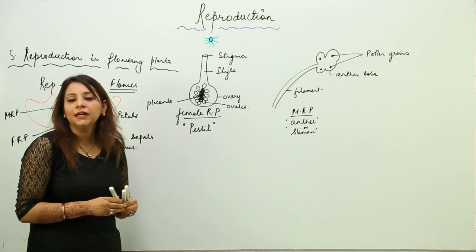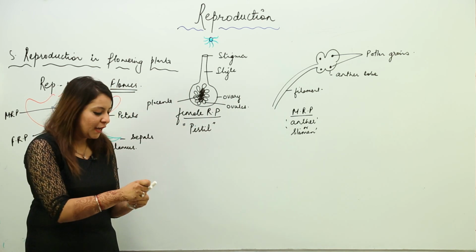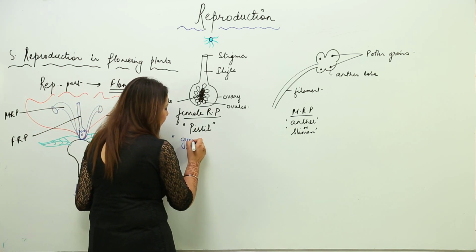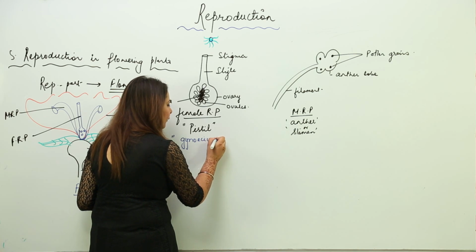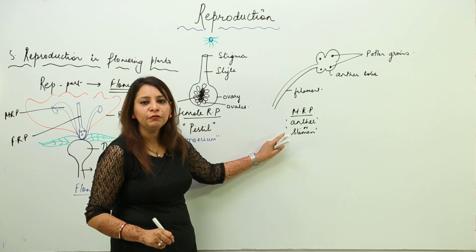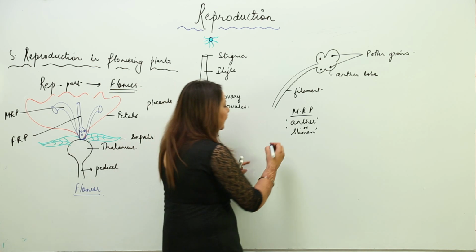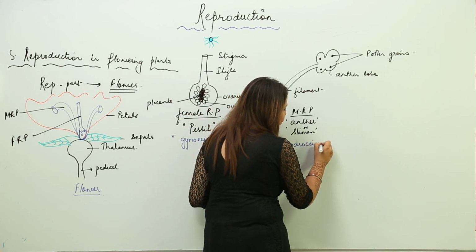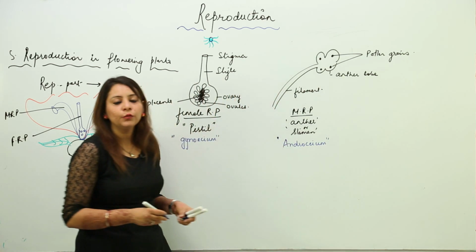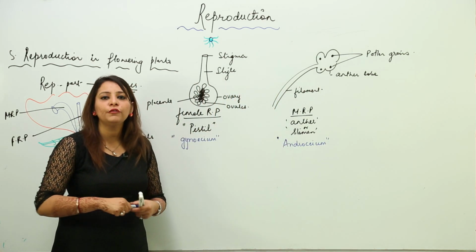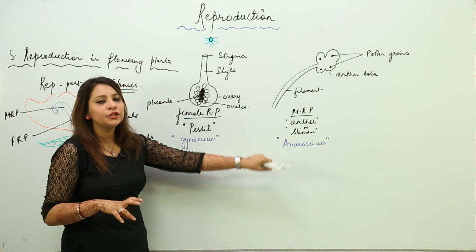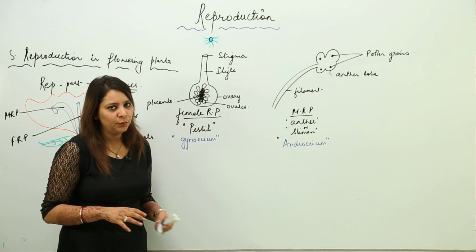And you know that the collective female reproductive part is given a technical term, the gynoecium. And the collection of many stamens, the male reproductive part, is referred to by a technical term, the androecium. So whenever you get a word like gynoecium, we are talking of the female reproductive parts, and when we are talking of androecium, we are talking about the male reproductive parts.